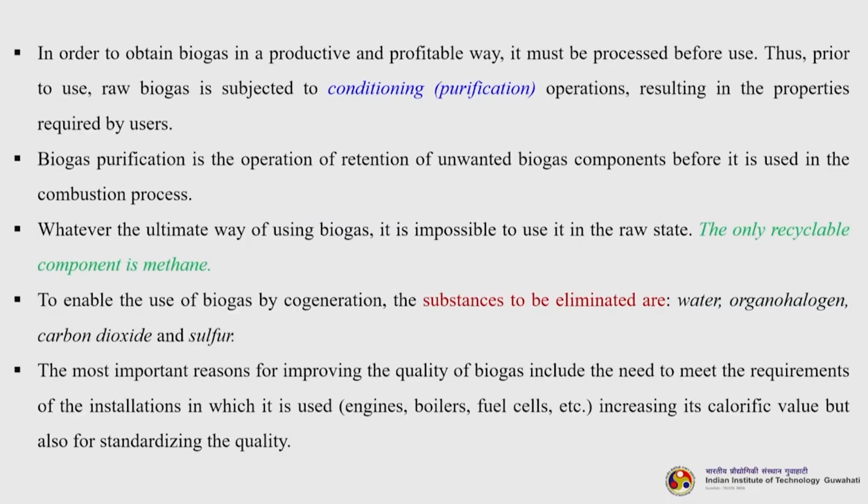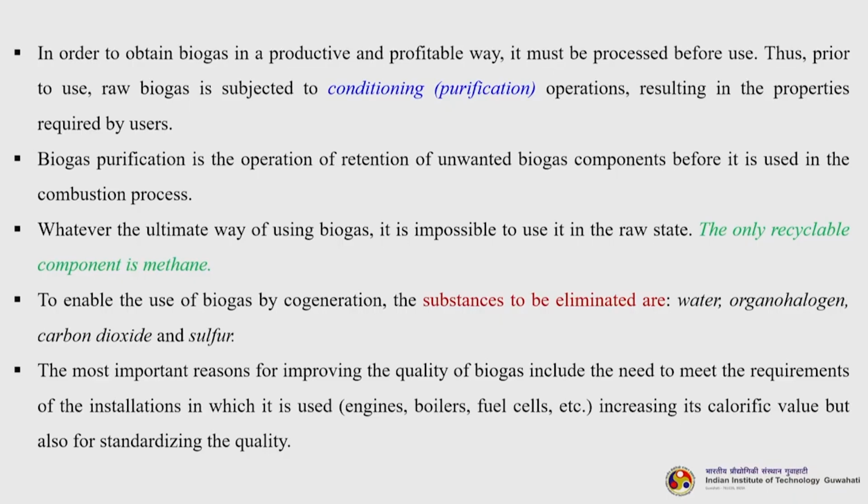Let us try to understand how it can be done. In order to obtain biogas in a productive and profitable way, it must be processed before use. Thus, prior to use, raw biogas is subjected to conditioning, or we can call it purification operations, resulting in the properties required by the users. Biogas purification is the operation of retention of unwanted biogas components before it is used in the combustion process. Whatever the ultimate way of using biogas, it is impossible to use it in the raw state. The only recyclable component is the methane. To enable the use of biogas by cogeneration, the substances to be eliminated are water, organohalogens, carbon dioxide and sulfur.